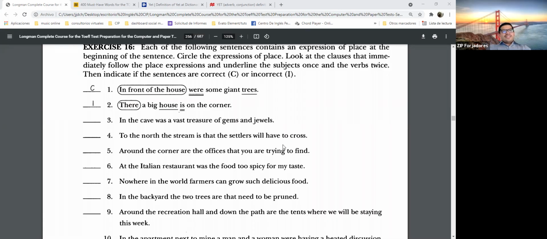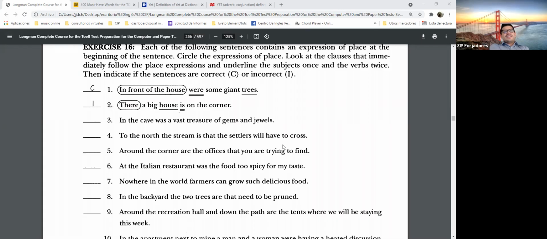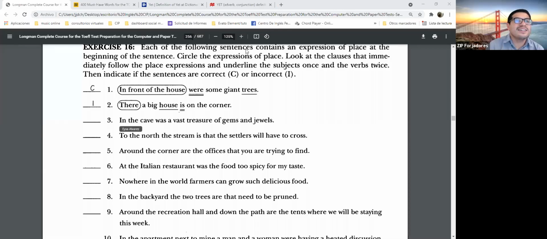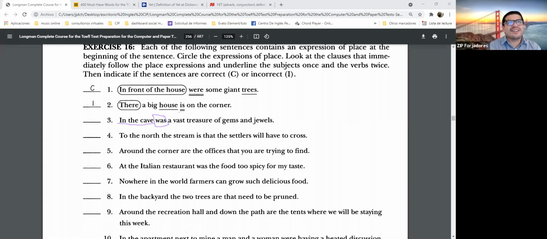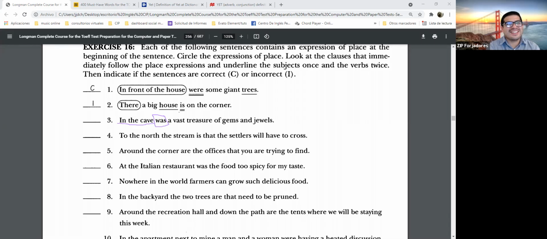Number 3. Remember, it has to be necessary. I will try. Okay, we start with "in the cave." We have the action, "was a vast treasure of gems and jewels." Okay, we start with "in," so it's about a place, yes. So we need to invert. Very good.